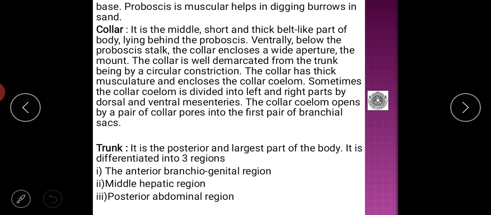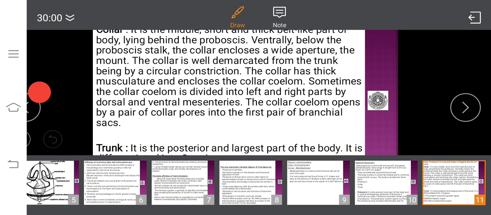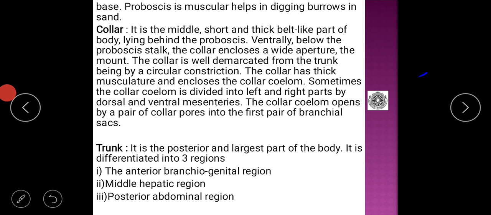Coming to the collar, it is the middle, short and thick belt-like part of the body lying behind the proboscis. Ventrally, below the proboscis stalk, the collar encloses a wide aperture, that is the mouth. The collar is well demarcated from the trunk by a circular constriction. The collar has thick musculature and encloses the collar coelom. Sometimes the collar coelom is divided into left and right parts by means of dorsal and ventral mesenteries. The collar coelom opens by a pair of collar pores into the first pair of branchial pores.